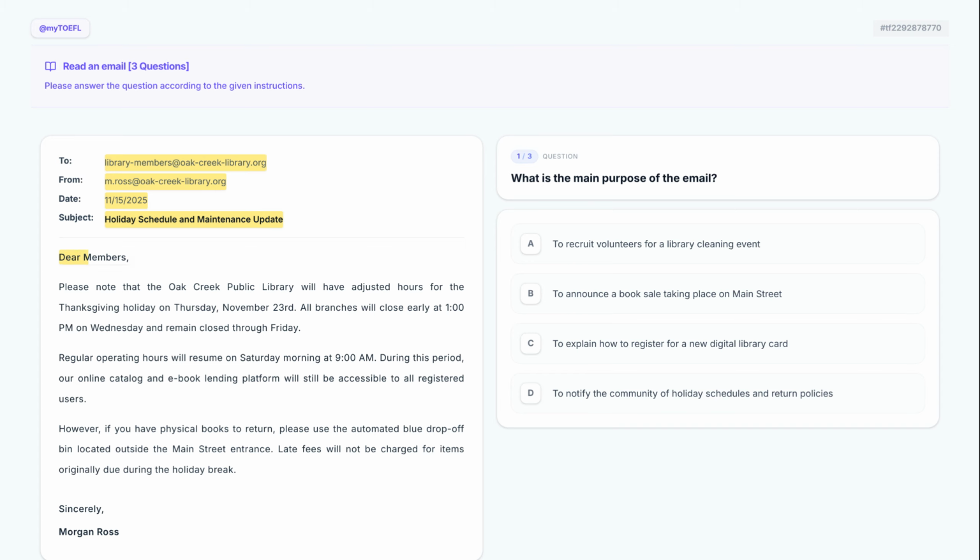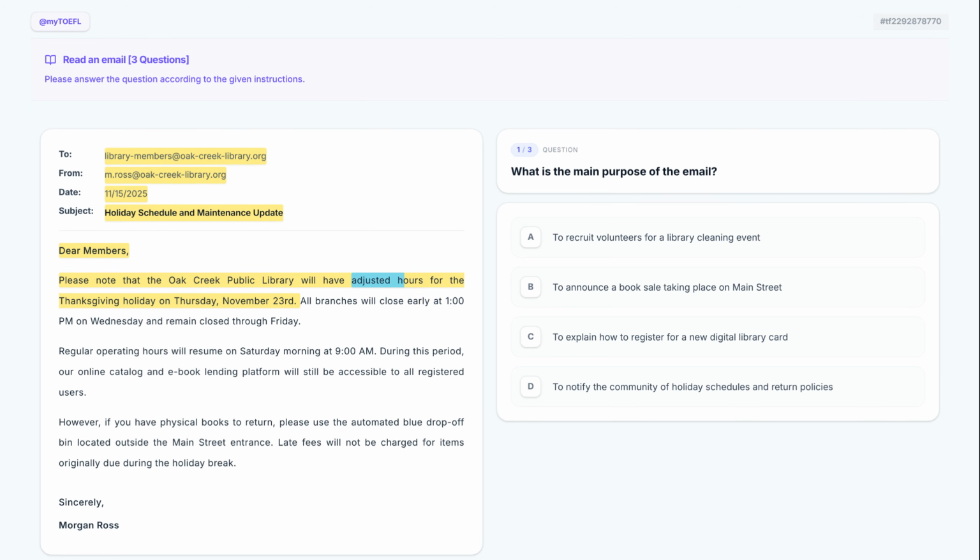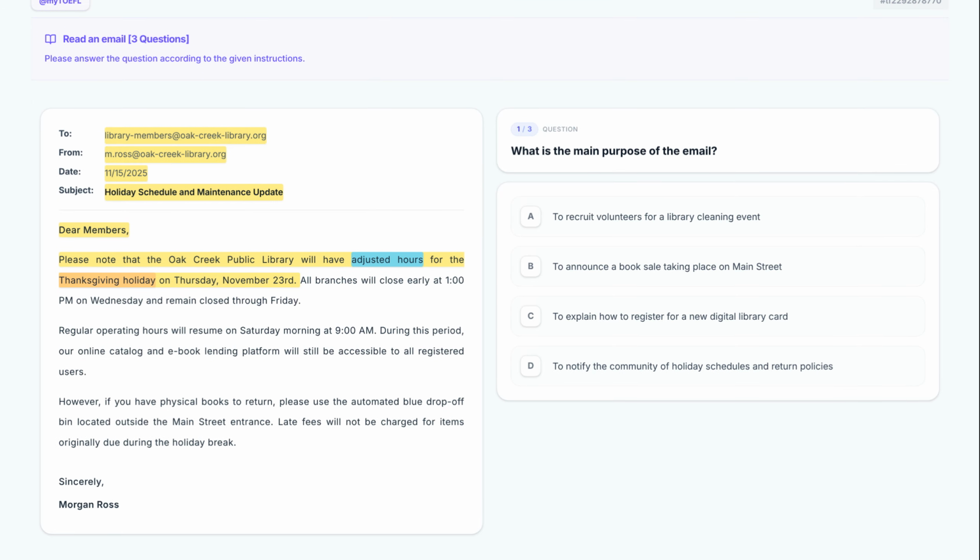Dear members. Using the greeting, Dear Members, maintains a professional yet welcoming tone suitable for a community institution. Please note that the Oak Creek Public Library will have adjusted hours for the Thanksgiving holiday on Thursday, November 23rd. This opening sentence sets the stage by mentioning adjusted hours due to the Thanksgiving holiday. It's a classic introductory move to state the reason for the email right away.